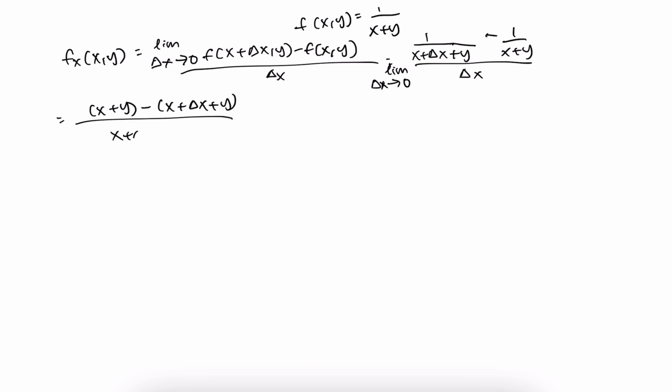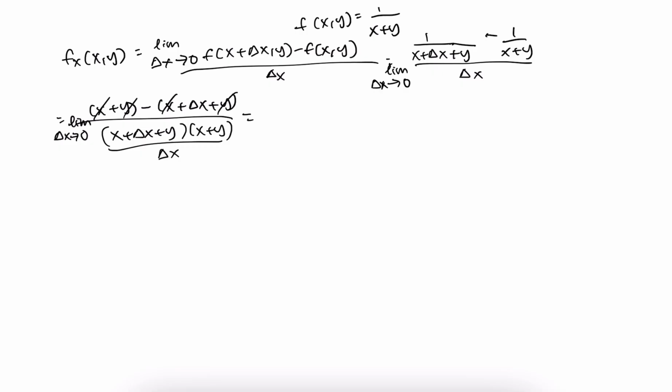Then we get x plus delta x plus y times x plus y over delta x. And again, this is assuming we're taking the limit of this. And this x plus y minus x plus y actually cancels out. And what we're left with is a negative delta x.